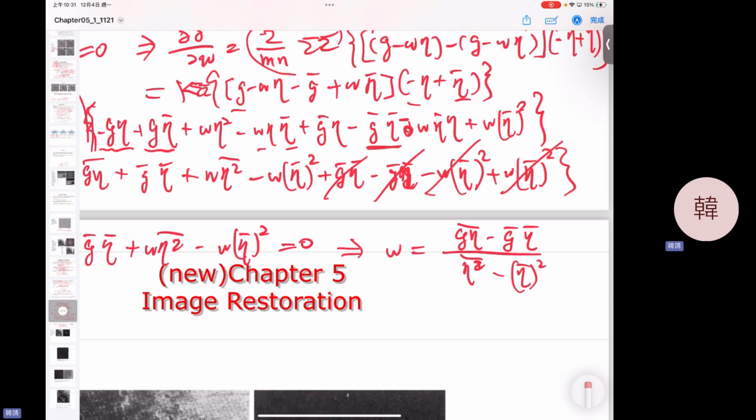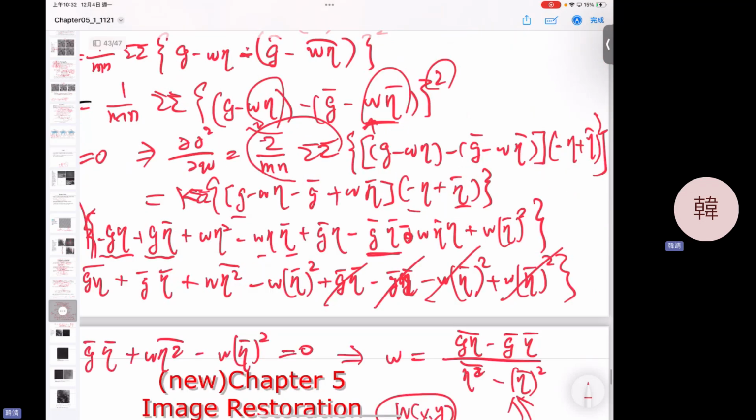So we can see the example from the textbook. But how do you do it? The W coefficient at every x, y, you have to do this operation: from your observed image g times the sub-image of your eta notch pass filter, then take the average, minus the average of g times the average of eta, and then divided by the average of eta square minus the square of the eta average. If you go back to look at your textbook, they just give you the result here.